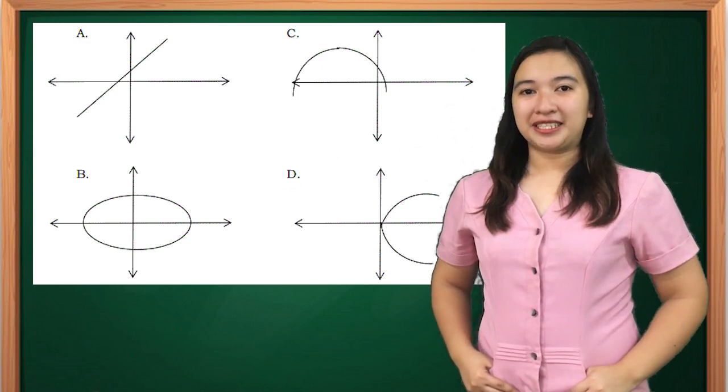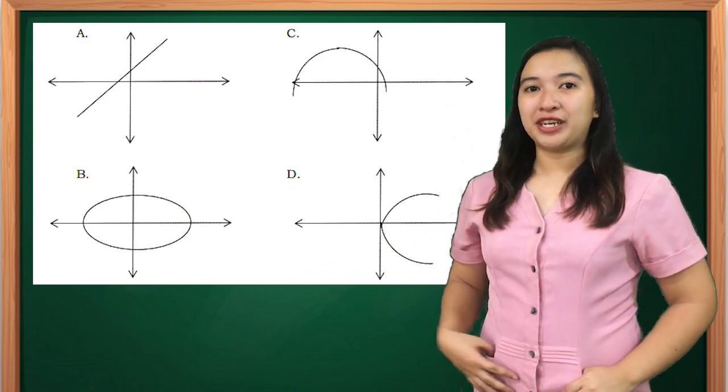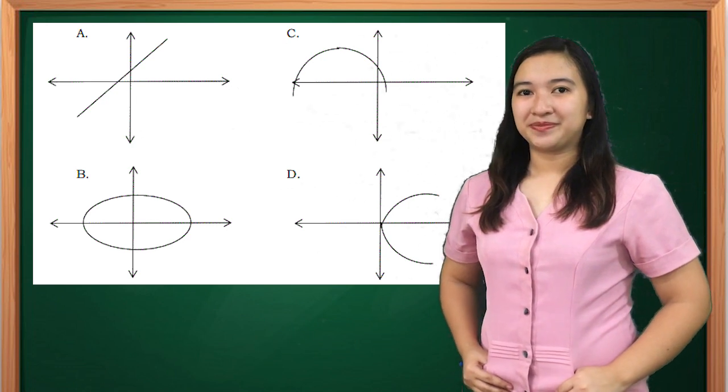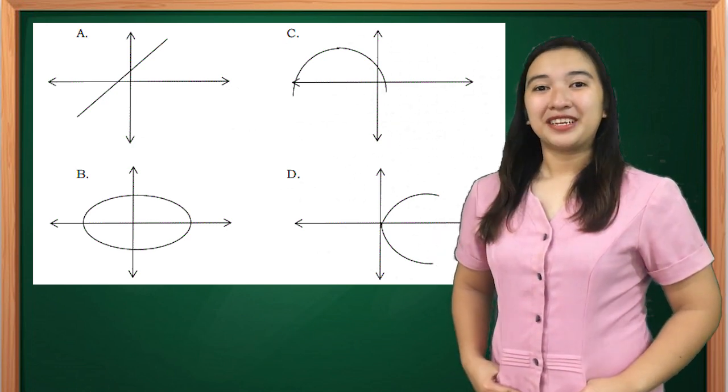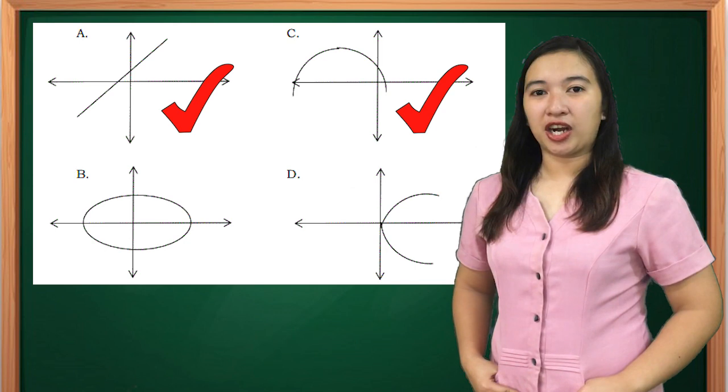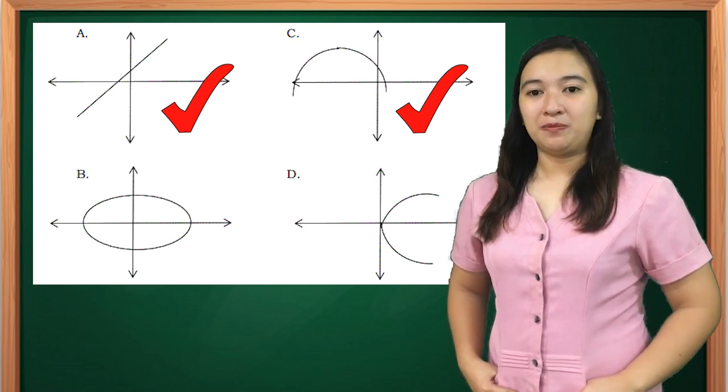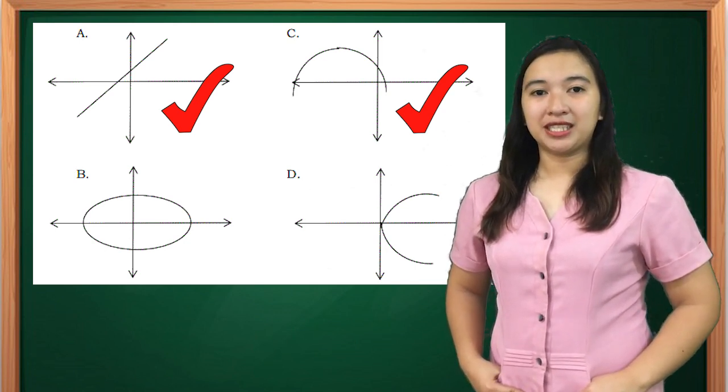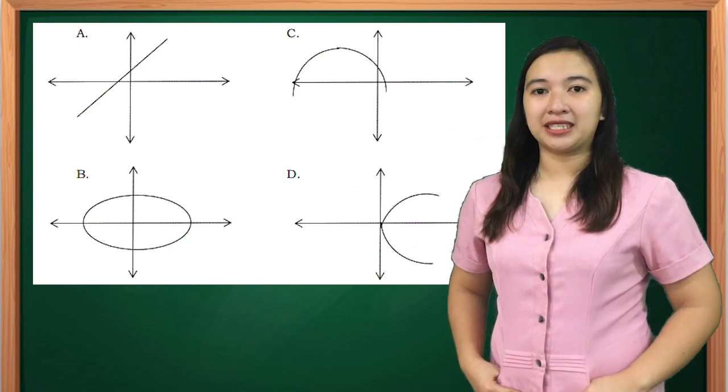Using the vertical line test, can you identify the graphs of functions? Great! A and C are graphs of functions, while B and D are not because they do not pass the vertical line test.